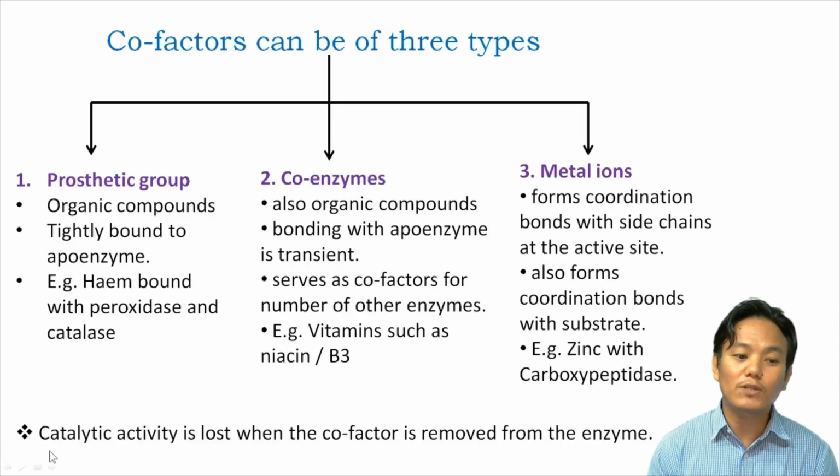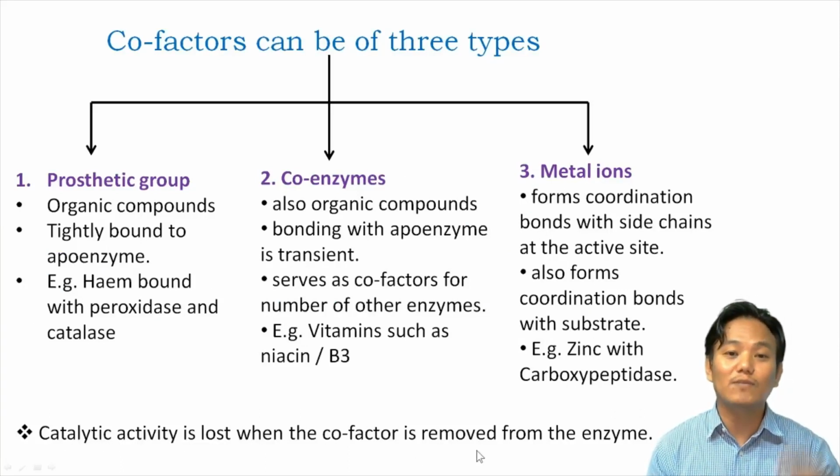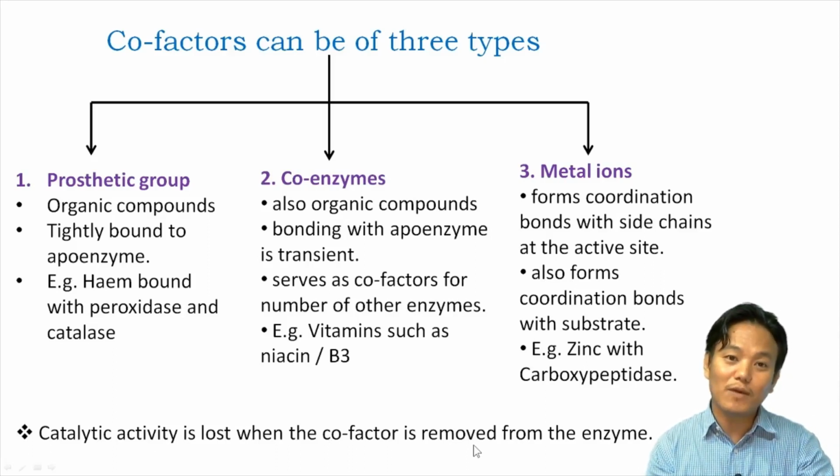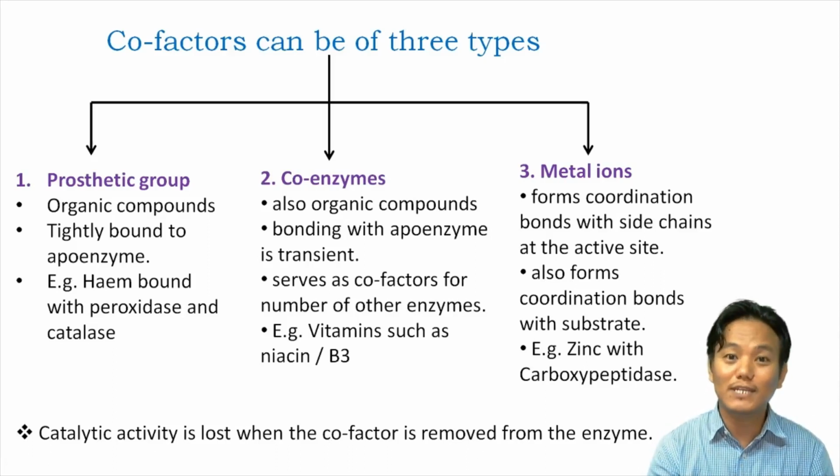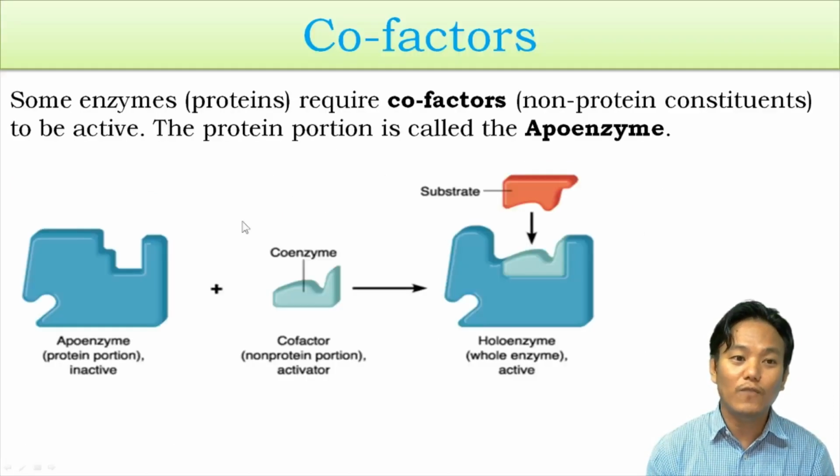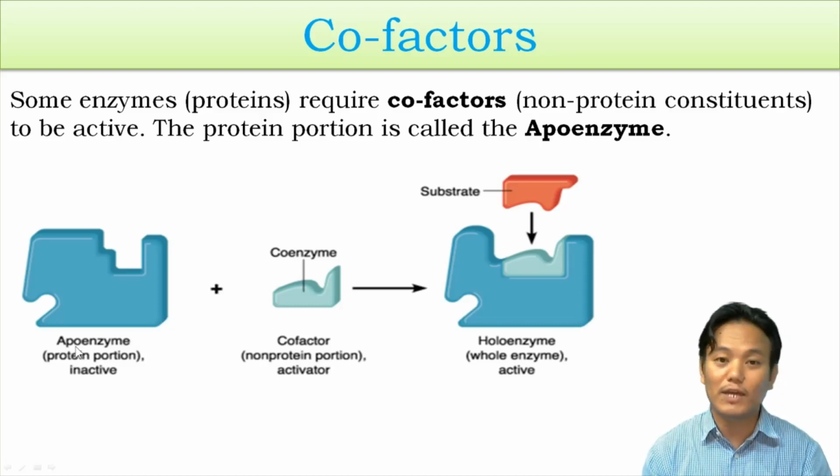So now the important point is that the catalytic activity of the enzyme is lost when the cofactor is removed. You see, without the cofactor, the enzyme loses its catalytic activity. So that is about the cofactors, which come under prosthetic groups, coenzymes, and metal ions. Any cofactors are non-protein constituents which can activate the protein portion of the enzyme, the inactive protein portion, which is called the apoenzyme. So you should remember that. Okay.